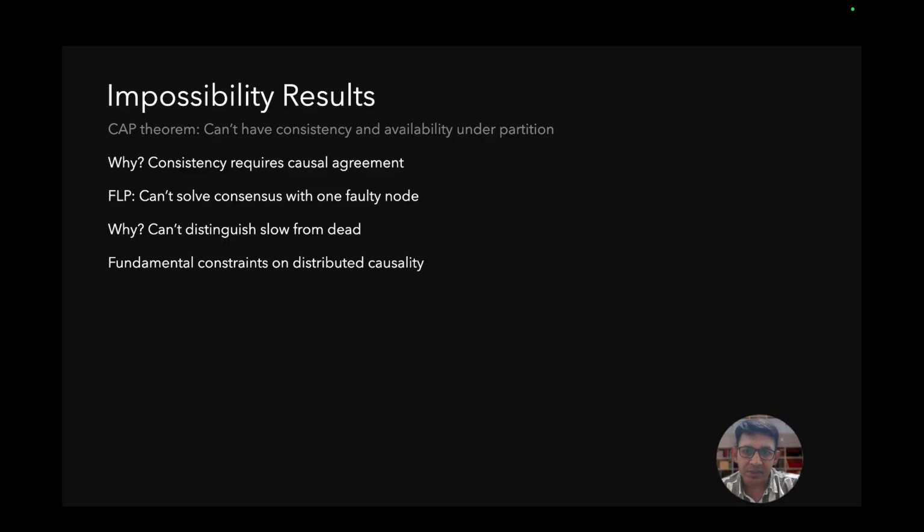FLP says that you can't solve consensus in an asynchronous distributed system with even one faulty node. Why? Because you can't distinguish between a slow node and a dead node. Without this distinction, you can't establish causality reliably. Now, these aren't engineering limitations, they're fundamental constraints on what we can know about causality under distribution and failure.